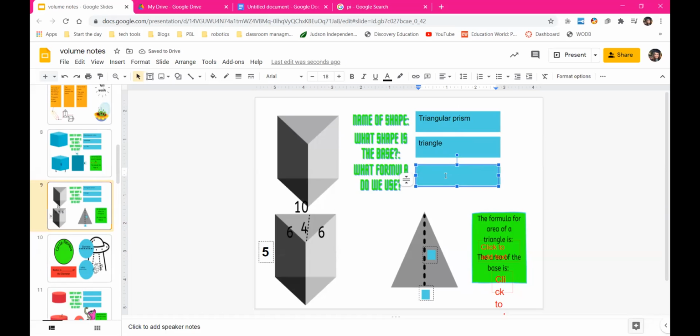What formula do we use to find the volume of a prism? I'm going to check my star formula chart. The formula is V equals big BH. Oops, I don't know why it's formatting that way. That's so strange.